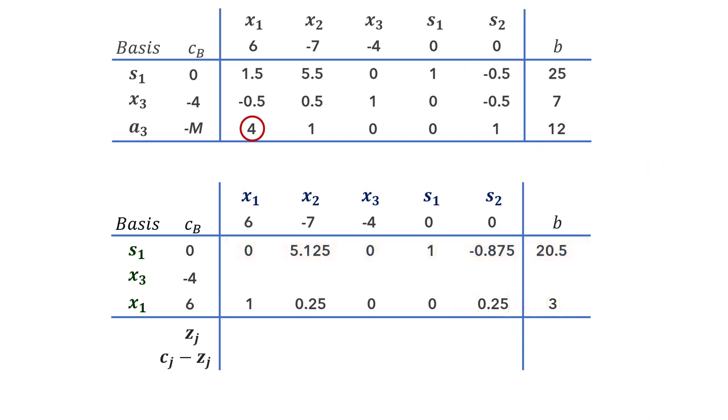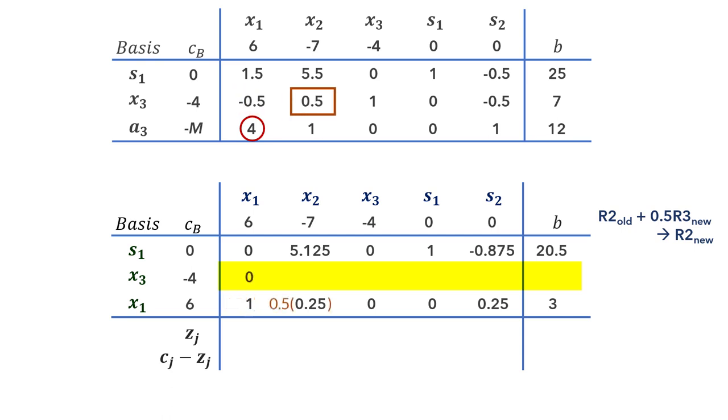And to make this negative 0.5 in the new tableau, we multiply the new row 3 by negative 0.5 and subtract it from the old row 2. That is, we take the old row 2, add 0.5 times the new row 3, and assign the result to the new row 2. So, negative 0.5 plus 0.5 times 1 is 0. 0.5 plus 0.5 times 0.25 is 0.625. 1 plus 0.5 times 0 is 1. We have 0 here. Negative 0.375. And 7 plus 0.5 times 3 is 8.5.